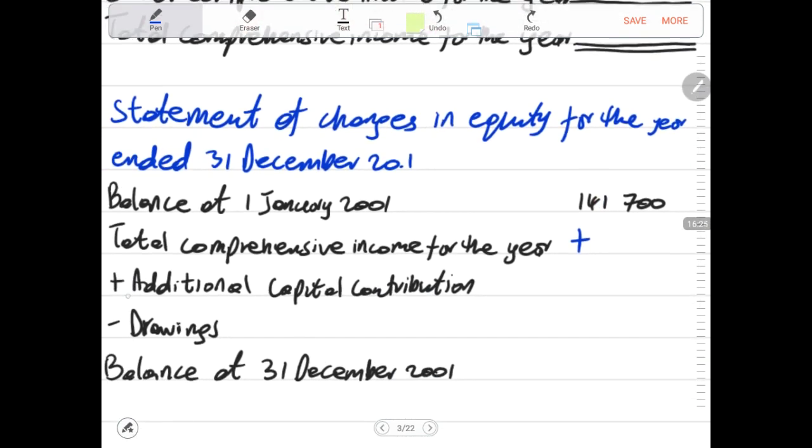Then if there was any additional capital that was contributed by the owner or the members of the business, that will be recorded as a plus. But if there were any drawings that were done, meaning the owner took inventory or the owner took money for personal use, which is called drawings, that will be recorded as negative. Then after we have balance at the end of the year.